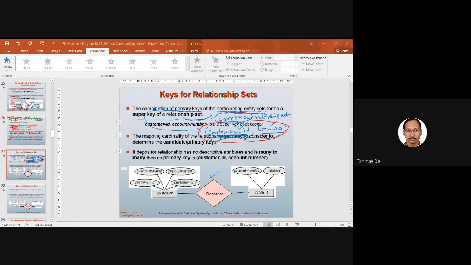In case of depositor, if we consider the depositor, then customer ID and account number is one of the super keys. Customer ID, account number, and access date is also another super key. If this descriptive attribute access date is not there, then customer ID and account number is the super key. And also one of the important points, just a minute.